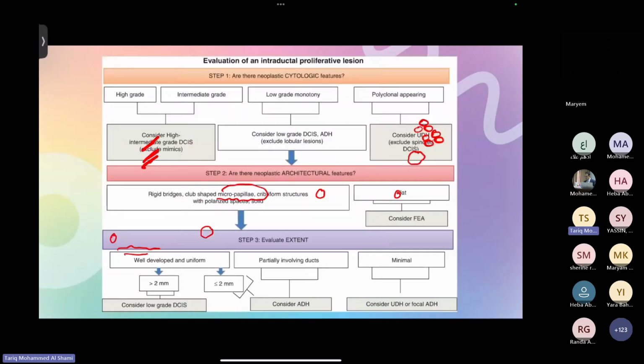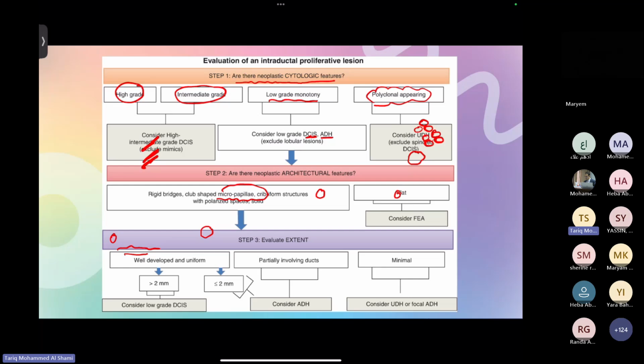Okay, this is an algorithm to evaluate any intraductal proliferative lesion in the breast. Step one, the first question: are there neoplastic cytologic features? If they are high or intermediate grade, consider high or intermediate-grade DCIS. If there is low-grade monotony of the cells, consider low-grade DCIS or atypical ductal hyperplasia. In case of a polyclonal appearance of the cells, we have to consider usual ductal hyperplasia.